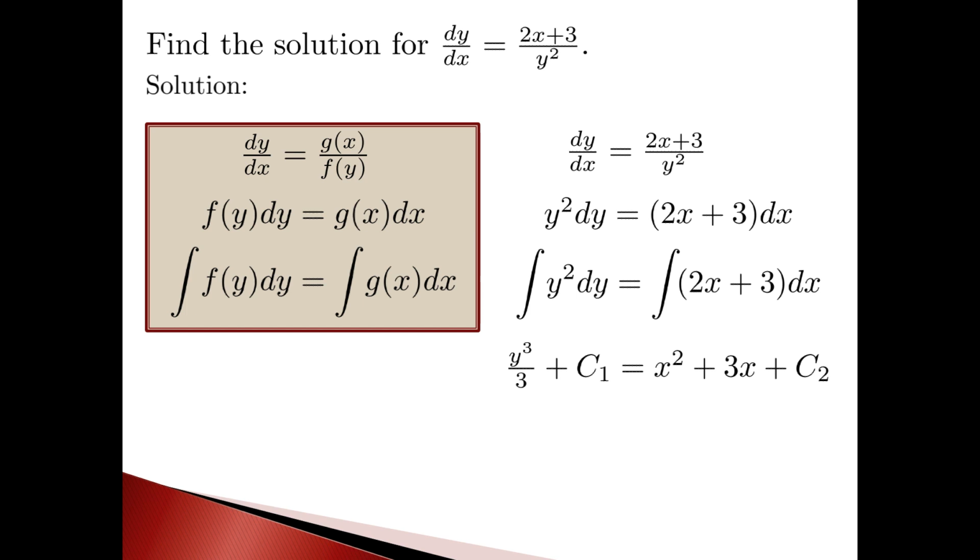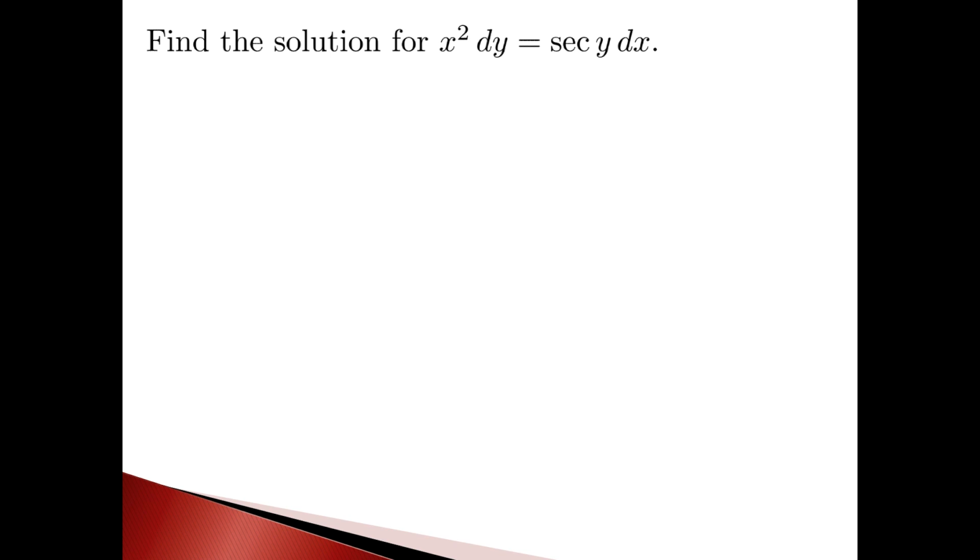So how could we deal with this? Well, remember those constants are just placeholders for numbers that we don't know. So I really could just move all the constants to one side and call it just one constant. Because again, it's really just a placeholder for a mysterious number that we don't know. So I would have y cubed over 3 is equal to x squared plus 3x plus c. And maybe better, I could take the 3 to the other side and then just have y cubed by itself. All right, let's try another one.